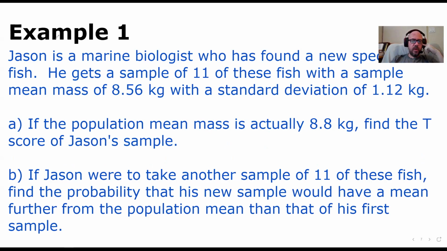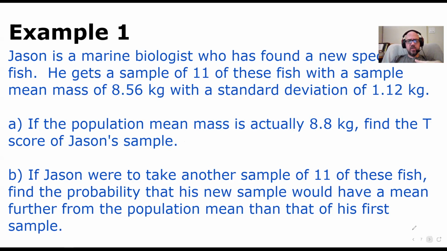All right, so here's my example. Jason's a marine biologist. He's found a new species of fish. He gets a sample of 11 of these fish, and those fish have a sample mean mass of 8.56 kilograms and a sample standard deviation of 1.12 kilograms. So if it is true that mu is actually 8.8 kilograms, find the t-score of Jason's sample. Now, Jason doesn't know this. He would not be able to make this calculation because he doesn't know what the population mean is. But we can make that calculation for him, and then we're going to do B in just a second.